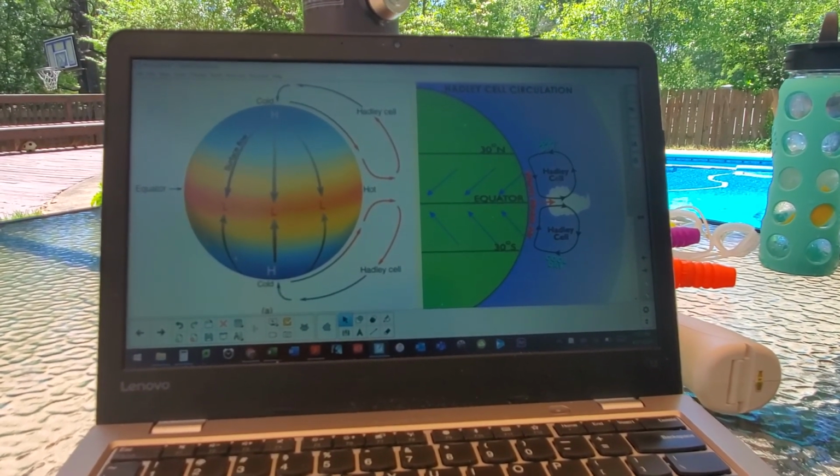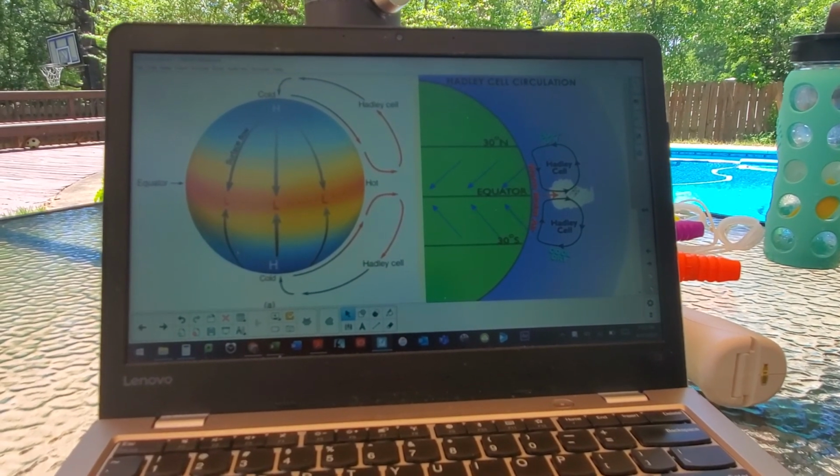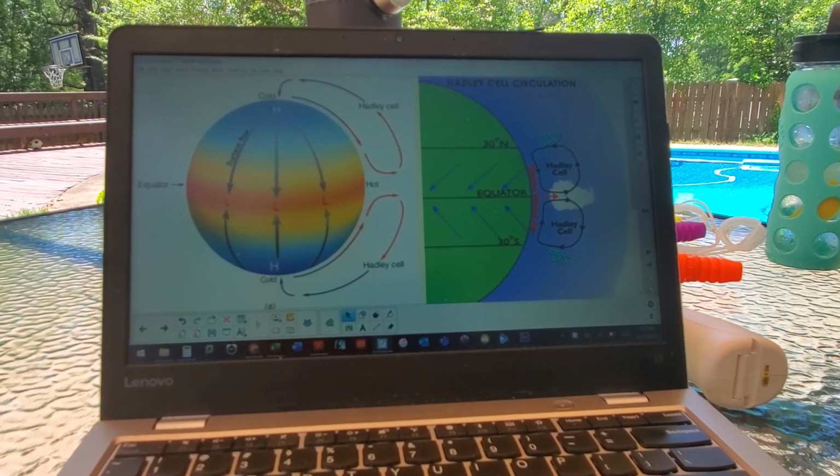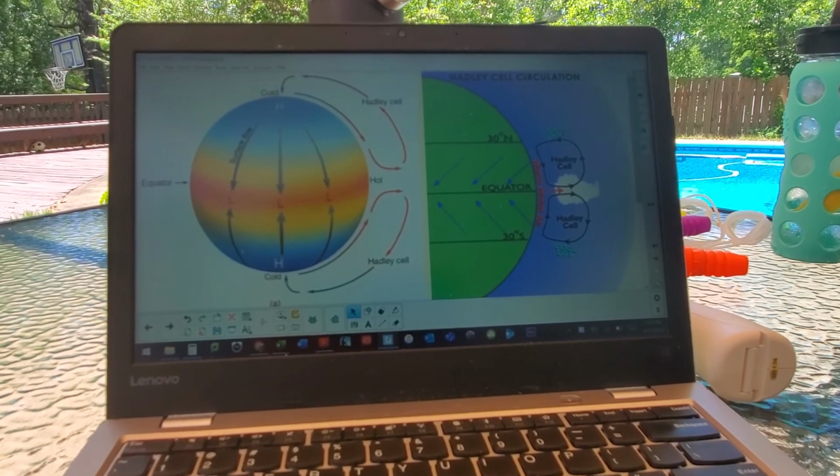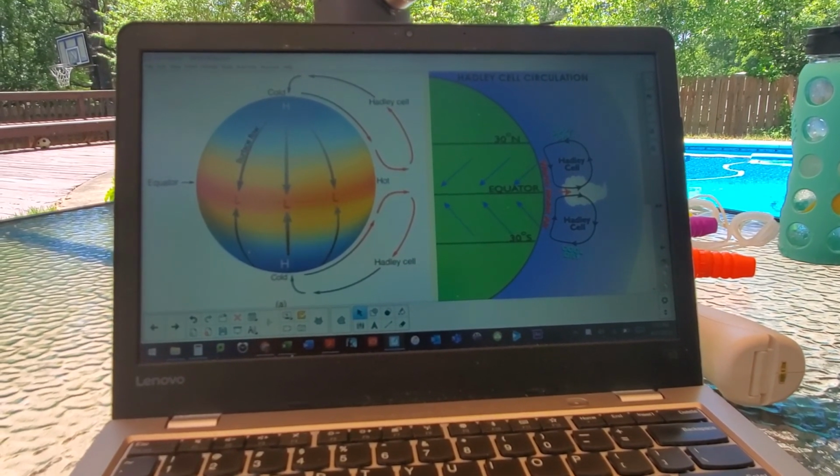And that's because by the time it gets to these, it goes up, rains, rains, rains, dry, dry, dry, and falls. That's kind of how those Hadley cells work, and that's why we get the biomes that we have on the Earth.